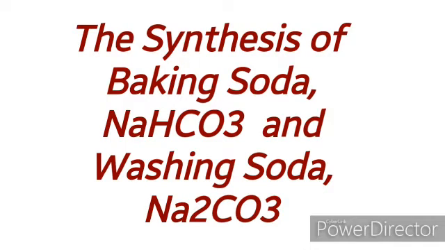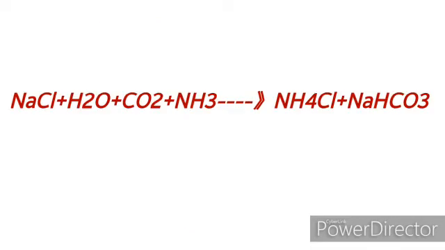Let us see another chemical process, the synthesis of baking soda and washing soda from sodium chloride. So in this chemical process, sodium chloride reacts with water and carbon dioxide and ammonia to form ammonium chloride and sodium bicarbonate. So here four reactants are there. Sodium chloride is reacting with water, carbon dioxide and ammonia. The products formed are ammonium chloride and sodium bicarbonate.